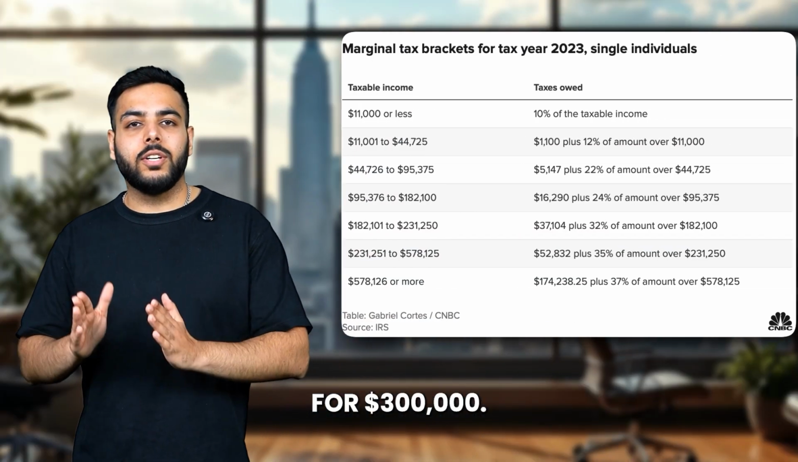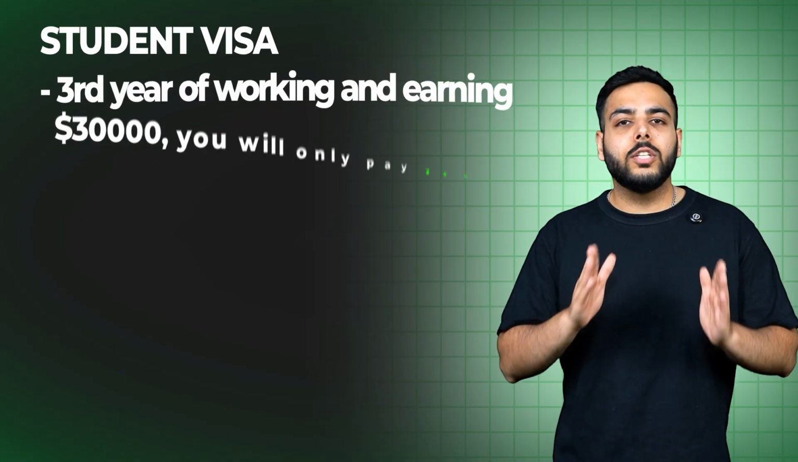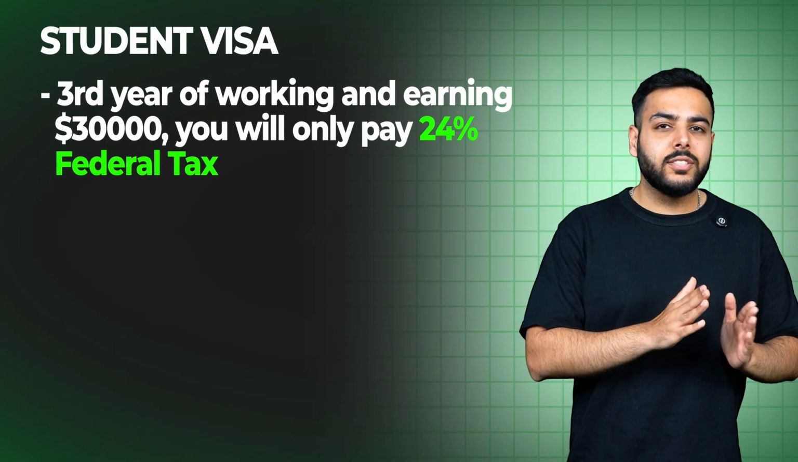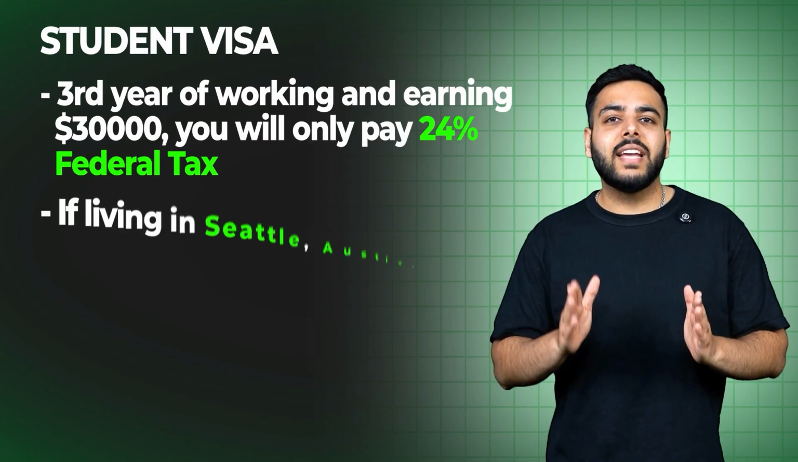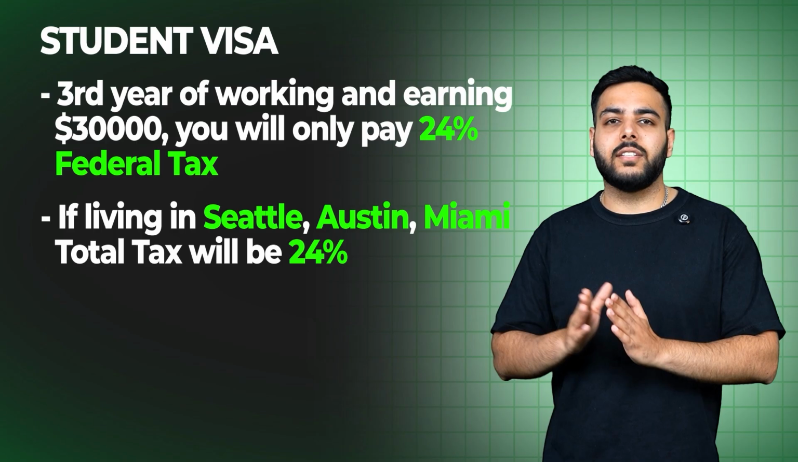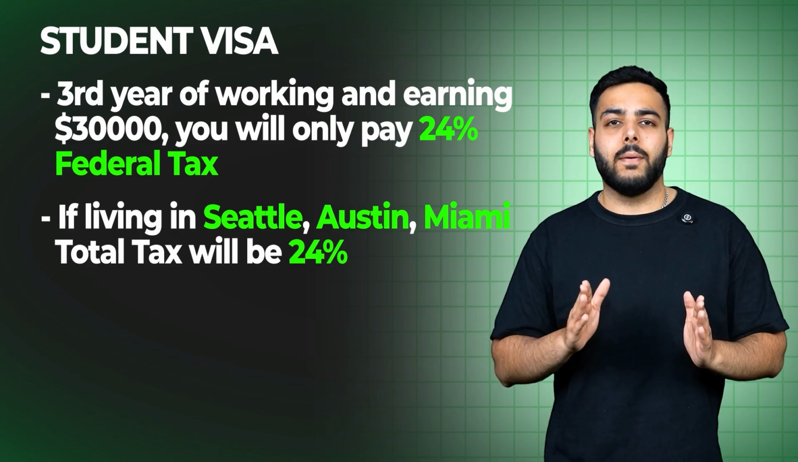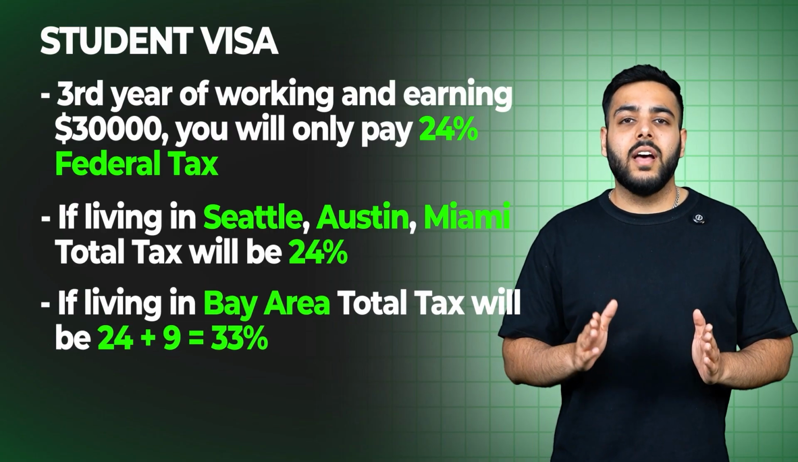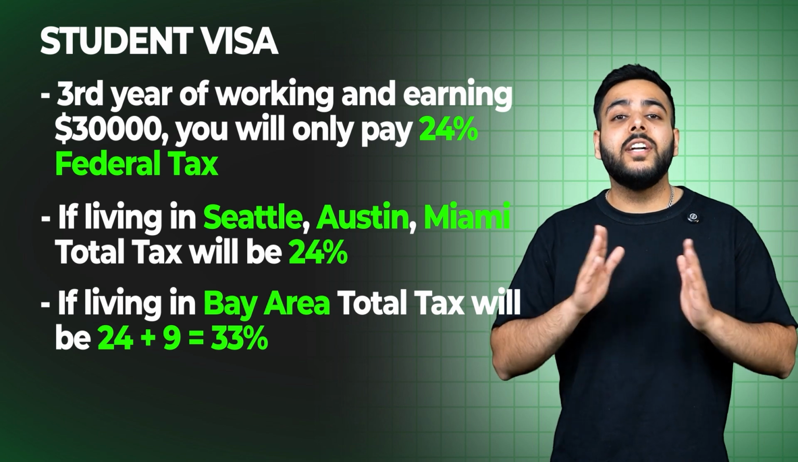For $300,000, federal tax for 2023 is at 24%. So if you are on a student visa, probably in your third year and earning $300,000, you will pay a total of 24% federal tax. And if you're living in Seattle, then there will be zero state tax. So your total tax will be 24% only for such a high income. And if you are living in San Jose, California, which is in the Bay Area, then there will be 9% tax. So your total tax then becomes 33%.